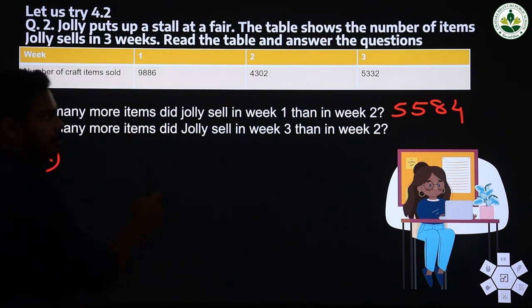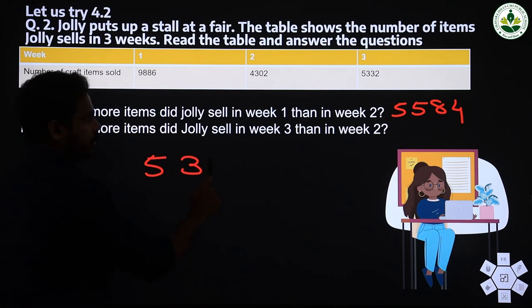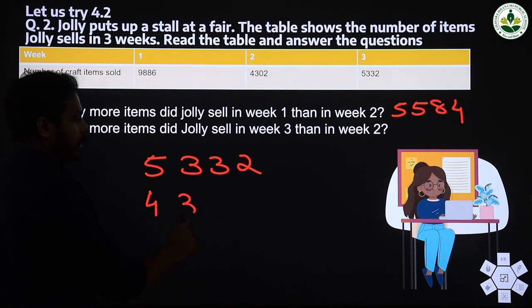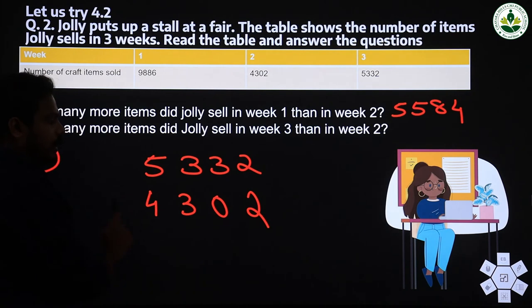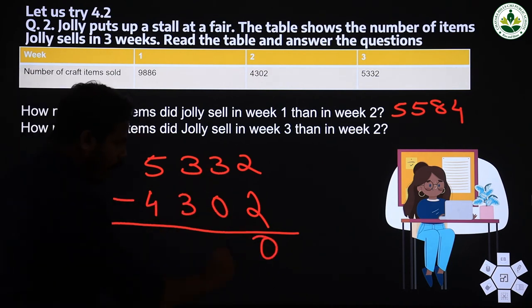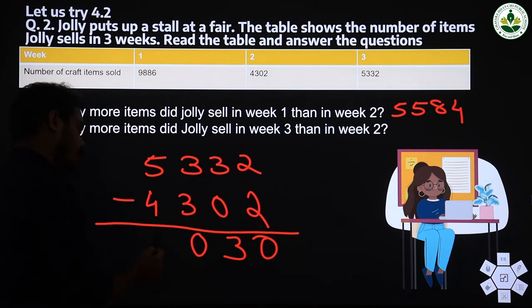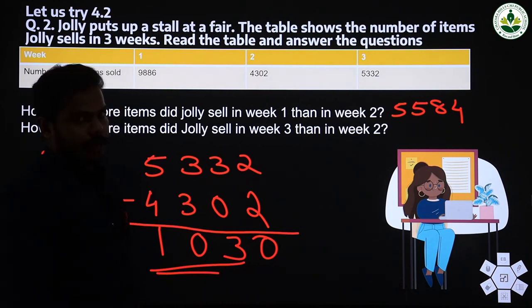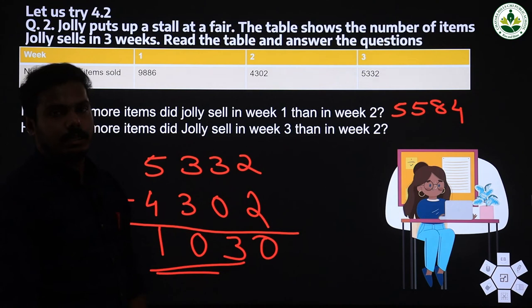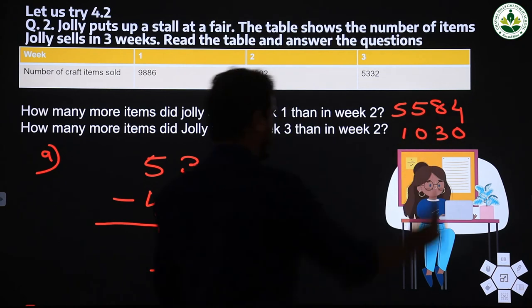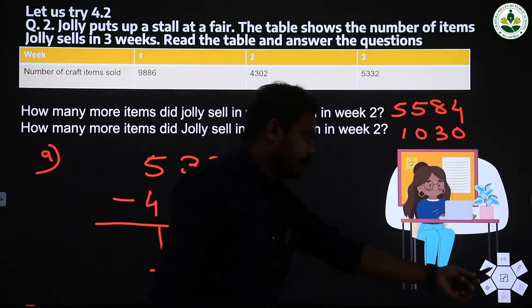In week 3, she sold 5,332 items. And in week 2, she sold 4,302 items. We need to find the difference. Use subtraction. 2 minus 2, 0. 3 minus 0, 3. 3 minus 3, 0. 5 minus 4, 1. So our answer is 1,030 more items that she sold than in week 2. 1030. It is our answer.